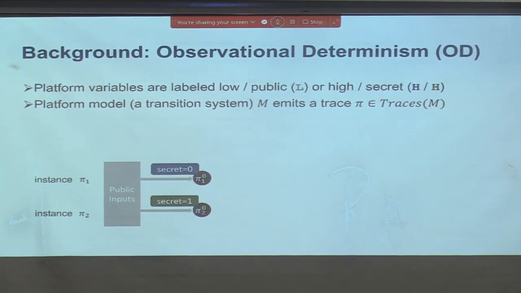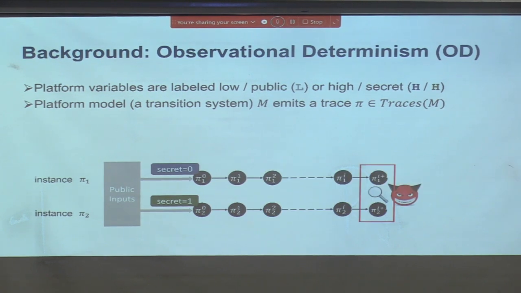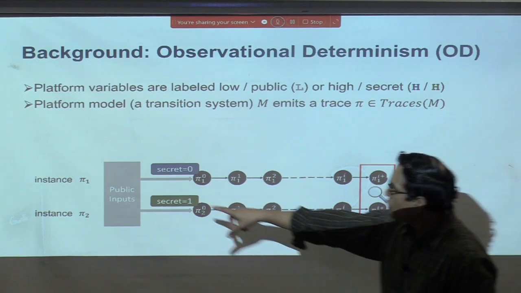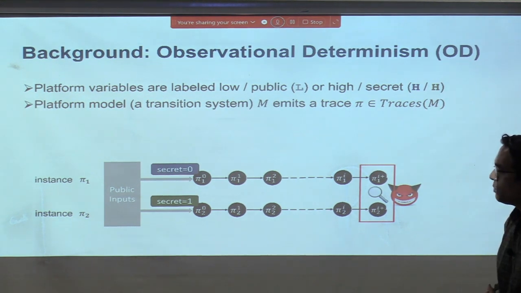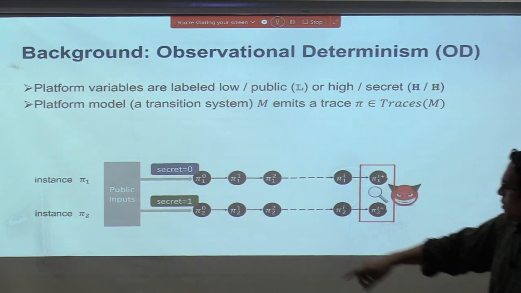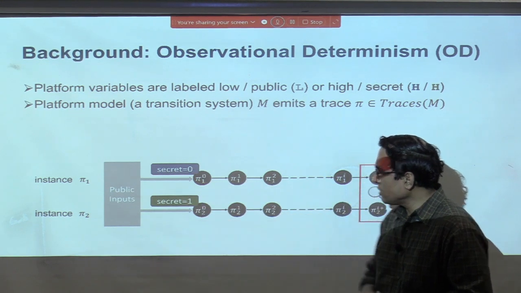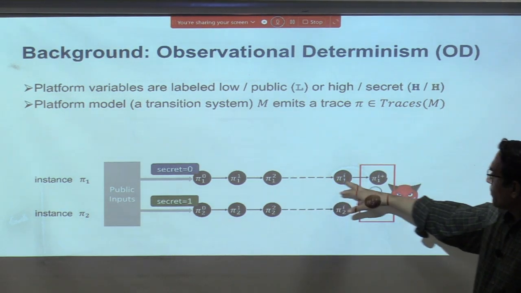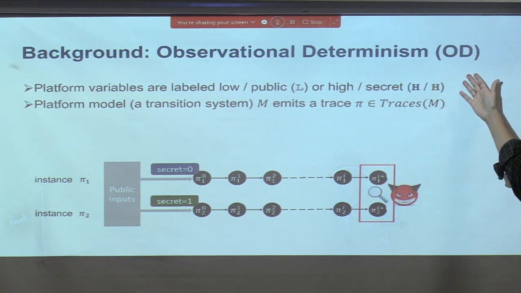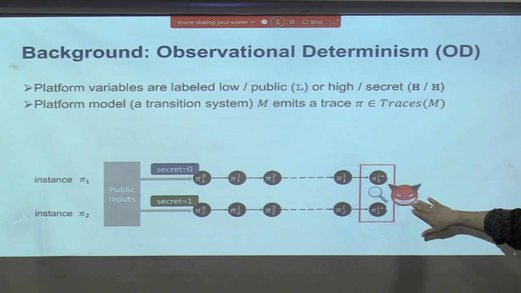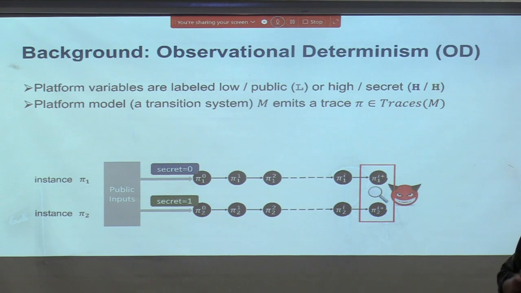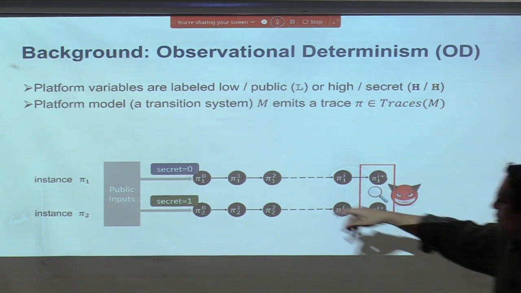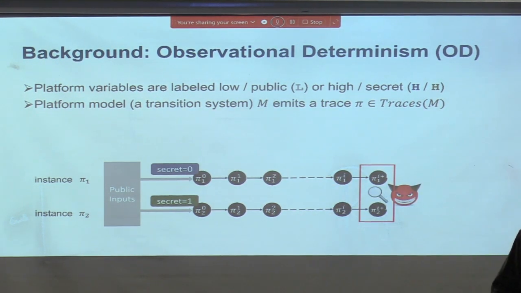So I mentioned this observational determinism before. This is just a standard formulation of non-interference where you have two traces, pi1 and pi2. The public, or the adversarially observable, state is the same in both cases, but in the first trace you have the blue secret, in the second trace you have the green secret. And so the observational determinism property states that from the viewpoint of the adversary, the executions are a deterministic function of the public state, right? So the adversary cannot tell the difference between these two and cannot observe that this is the blue trace and that's the green trace.